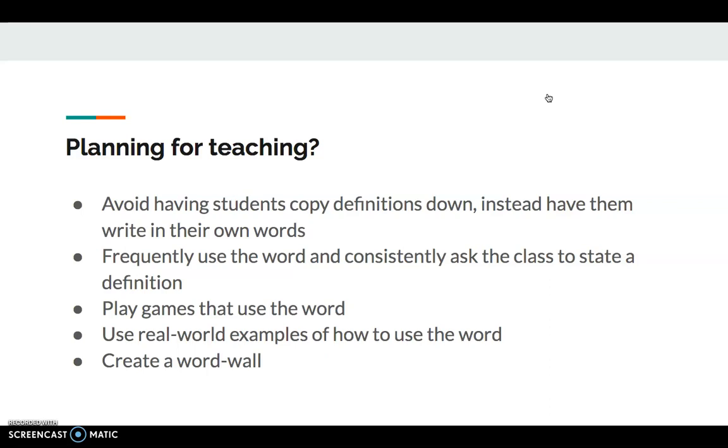Again, play games that use the word, and use real-world examples of how to use the word. This is important to create connections outside of the classroom with what is inside of the classroom, so that the students can make that strong connection. Also, creating a word wall is a great idea, so that they can be frequently seeing the word and knowing how to spell it, and just making those connections as you're using it as well.